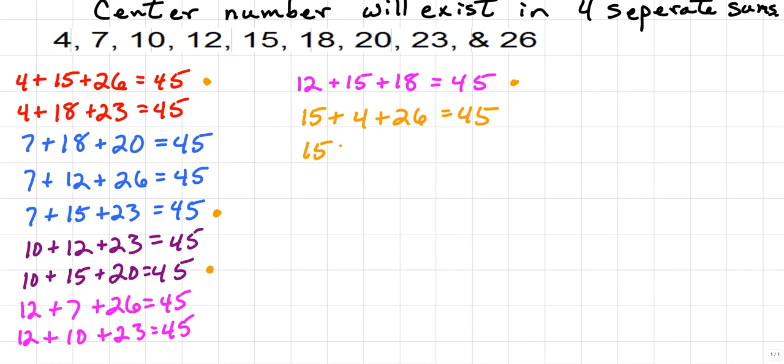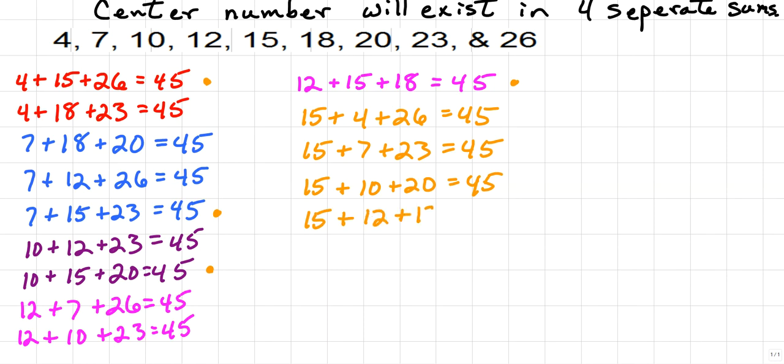Then we have 15 plus 7 plus 23, that's equal to 45. We also have 15 plus 10 plus 20, that's equal to 45. And then we have 15 plus 12 plus 18, and that's equal to 45.